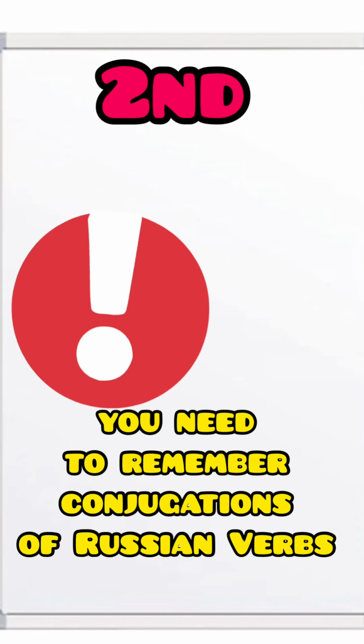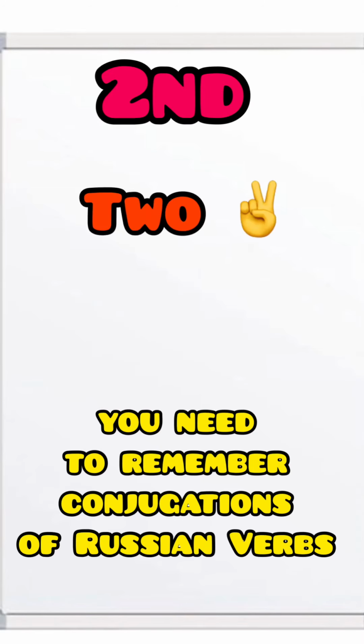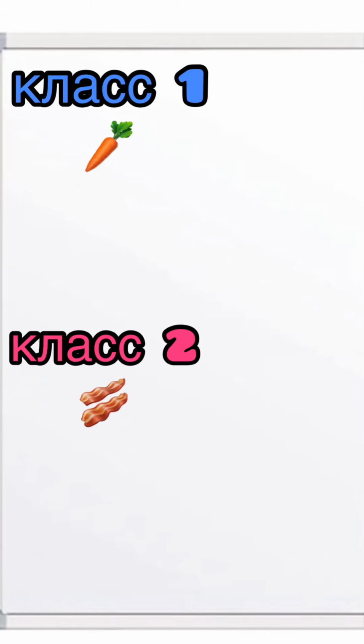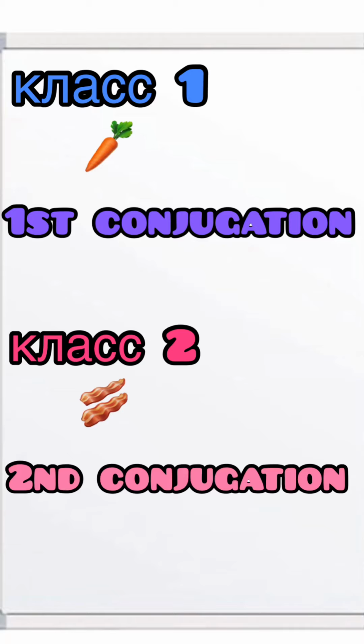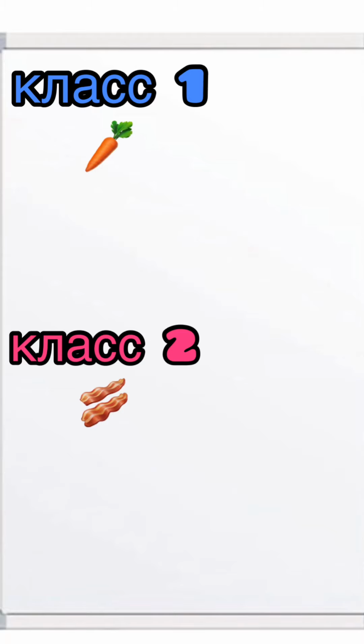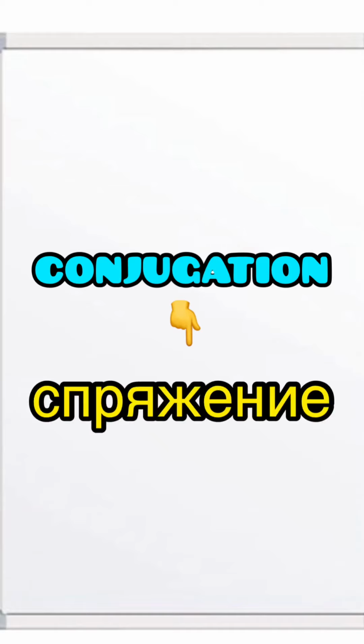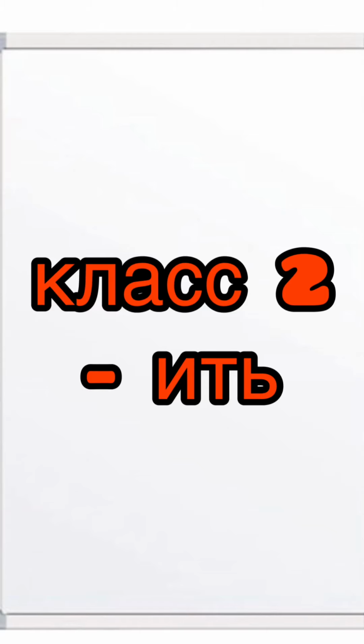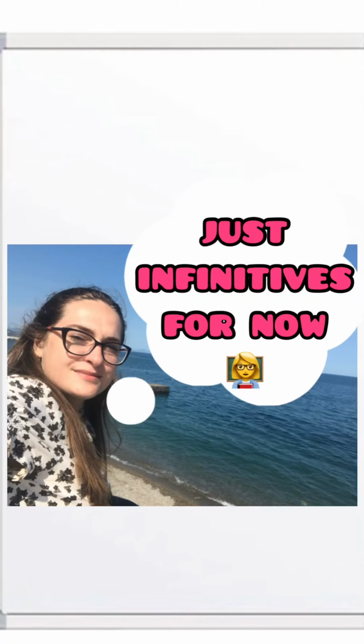The second group. To know this group better, you need to remember that Russian verbs can have 2 conjugations. We'll call them, the easy way, класс 1 and класс 2. The first conjugation and the second conjugation. Conjugation in Russian means спряжение. Class 1 is ended with ать, ять, еть. Class 2 is ended with ить. I mean just infinitives now, guys.